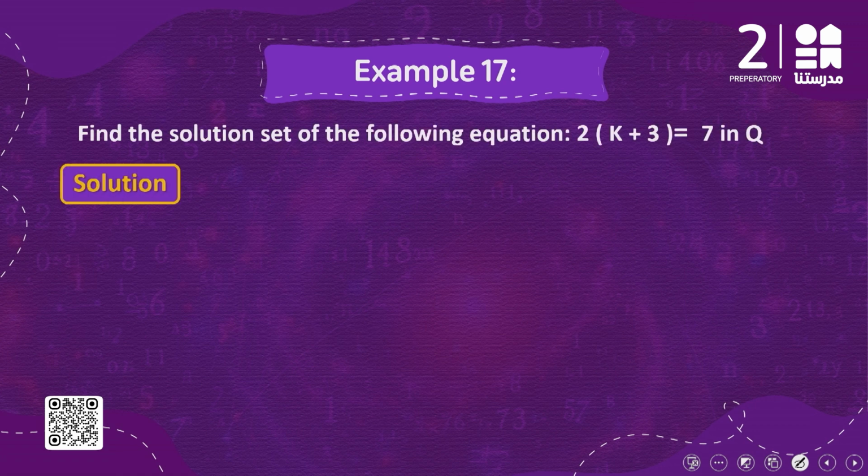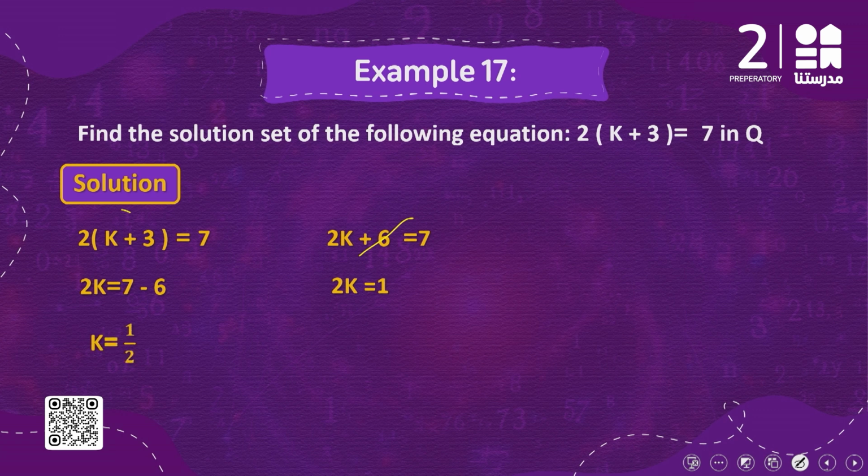Find the solution set of the following equation. Simply in this question, you can multiply 2 inside the brackets. 2k plus 6 equal to 7. Now let's subtract 6, which means 2k equal to 1. And then divide by 2, this is k equal to half, solution set equal to half.